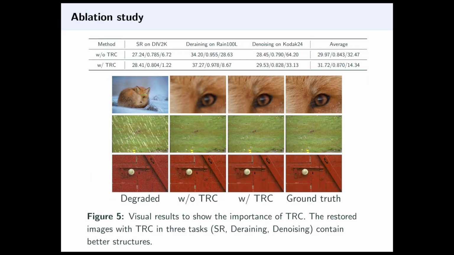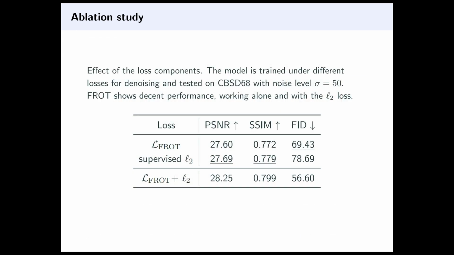Last, we present some ablations. The first is the two-pass residual conditioning mechanism. We can see that the transport residual conditioning mechanism brings significant gains to our model in terms of both the quantitative and qualitative results. And for the component of loss, we find that the FROT objective shows decent performance, working alone and working with the L2 loss.